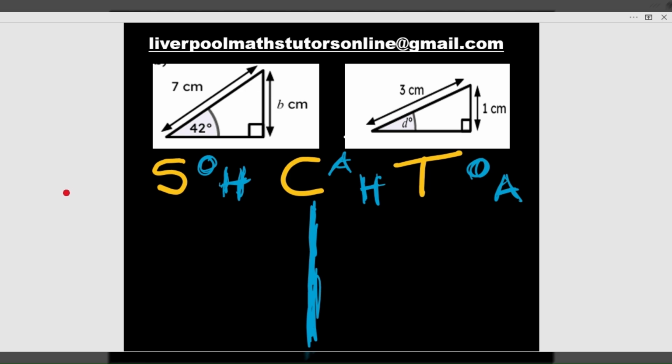So this would be a calculator question. So trigonometry, and just explain this SOHCAHTOA. So sine is equal to opposite over hypotenuse, or divided by. The cosine is equal to adjacent over hypotenuse, and the tangent is equal to opposite divided by the adjacent.